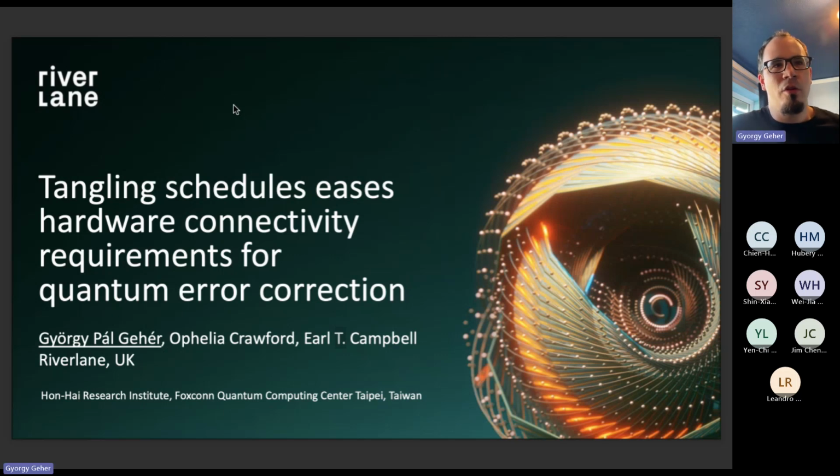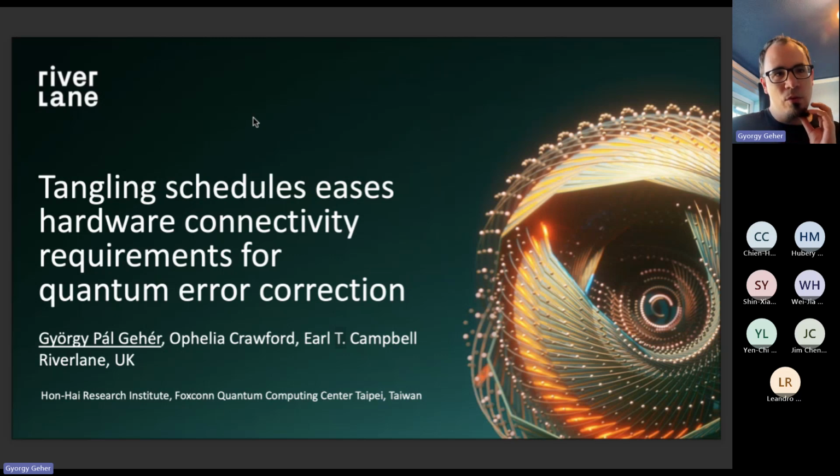sort of unusual or irregularly shaped stabilizers, which are not naturally measurable on a square grid connectivity device. That was our main motivation to come up with a method for that, and it turned into a more general method. But the main application we presented in the paper was about these twist defect and elongated rectangle stabilizers, which come up in the Pauli-based computational model for the planar code.